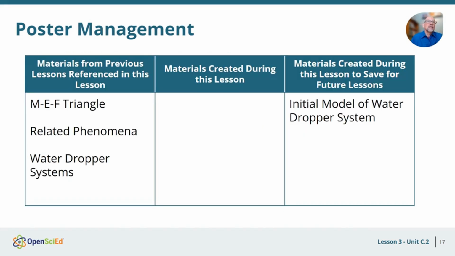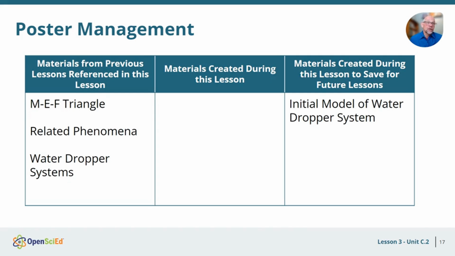Let's take a moment to keep track of the tools we're using and developing in this lesson. A key tool is this MEF triangle. The MEF triangle and the related phenomenon posters are important to hang on to for future classes. We'll use the MEF triangle a lot through this unit and the year to help us make connections at particle levels. While we will not be using the water dropper system in future lessons, I always leave one set up for reference throughout the rest of the lessons in this unit.